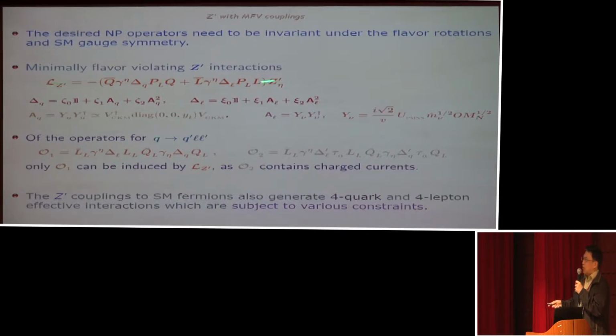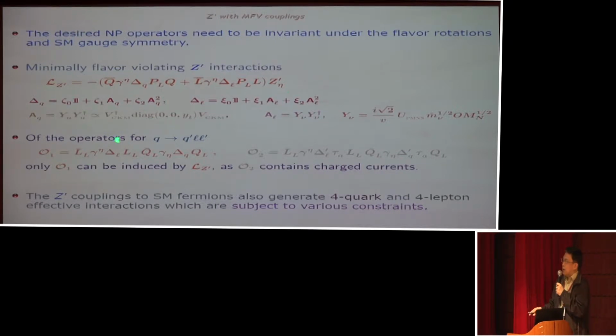Now, once we have this assumption, of the two operators I showed earlier, actually not all of them can be generated by the Z prime. Only O1 is generated by this Z prime interaction. The O2 has a charged current, so it cannot be generated by this Z prime. It turns out that once you have these couplings, you can also generate four-quark couplings and also four-lepton couplings. And so that means you need to consider experimental constraints on these different operators, the quark-lepton operators and the four-quark and four-lepton operators.